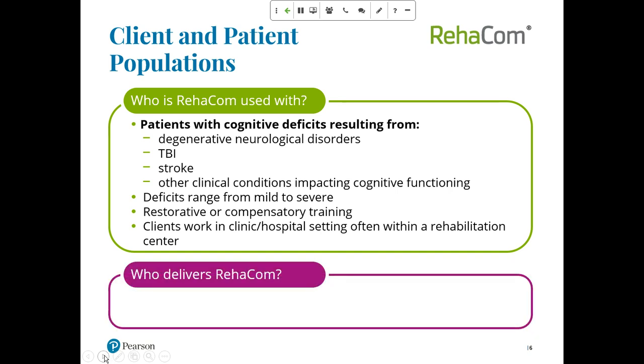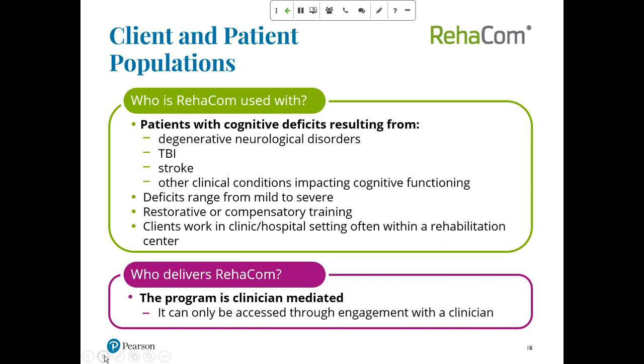So who would actually deliver RehaCom? The answer is, it is clinician mediated. It can only be accessed if you have a clinician engaged. So we don't sell directly to the public. This is not something that can be done at home by a family just because that's convenient and they just want to be able to access it. It has to be mediated by somebody who's properly qualified.